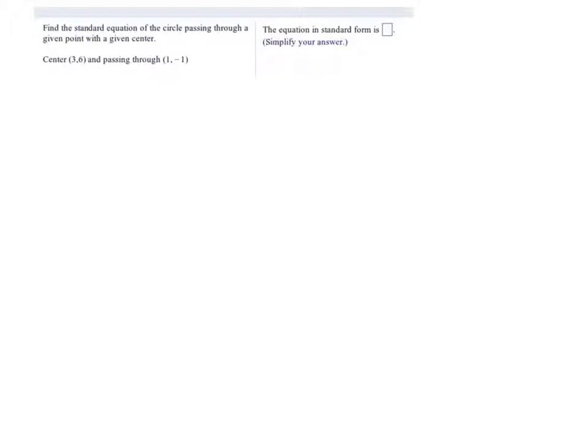Okay, to get started on this problem, first of all, let's remember that we are working with a circle, so that'll help us remember that we need to work with the standard form of a circle. And when we're working with the standard form of the circle, let's go ahead and write it down just so we remember it. It's x minus h quantity squared plus y minus k quantity squared equals r squared.